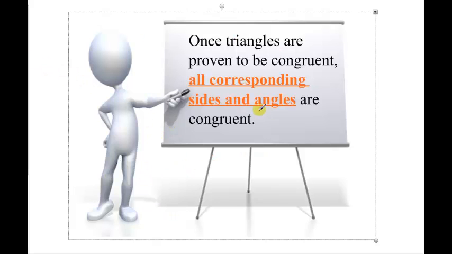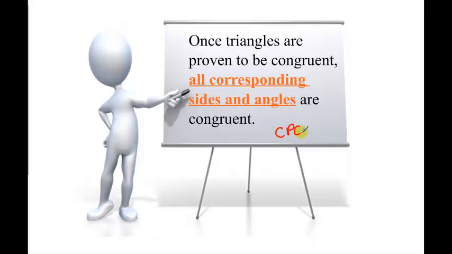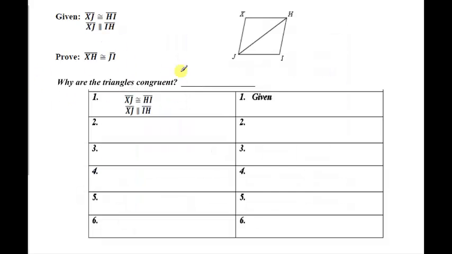So essentially, once we prove the triangles are congruent, this is our strategy, then all the corresponding sides and angles will also be congruent. And that, again, is just saying the definition of congruent triangles, or CPCTC. Corresponding parts in congruent triangles are congruent. That's something you need to memorize, what that means. So let's try this in a proof.